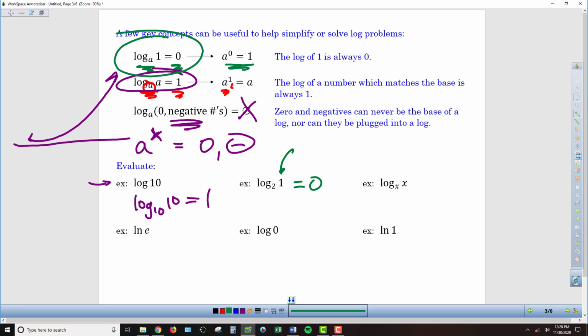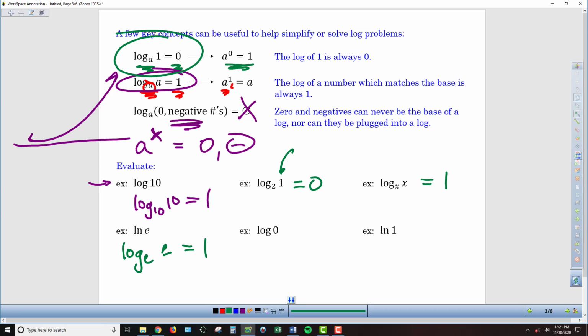For the third example, we're back to the idea of the base of the log and the number being input into the log matching. When that's the case, our answer is automatically 1. The next one is ln of e. We don't want to read that as ln. Remember, that means natural log or log base e if we want to see it written that way. So this is another example of where the base of the logarithm and the number inside the logarithm match. So therefore our answer here is 1.